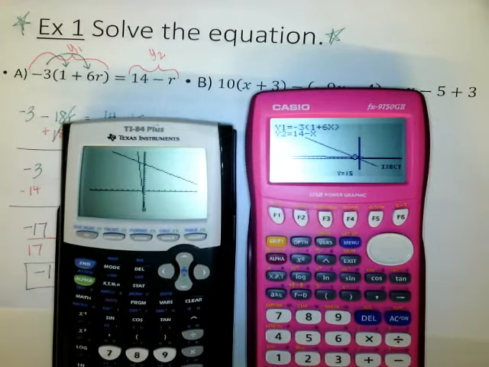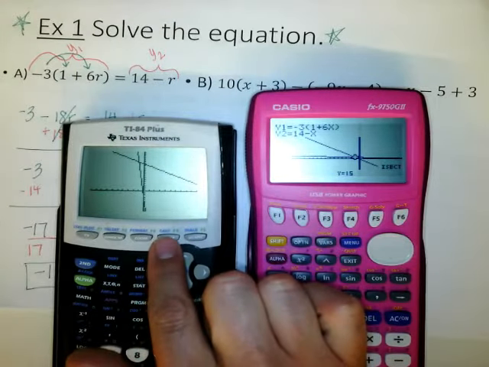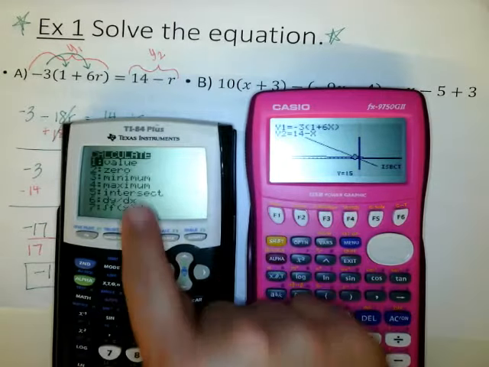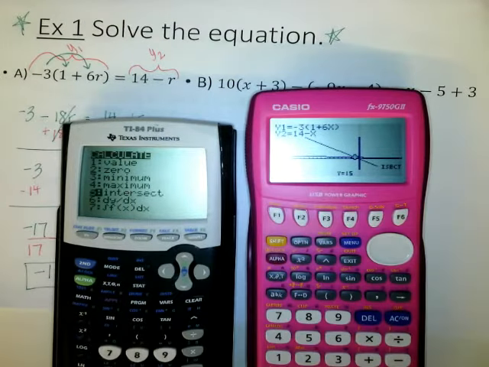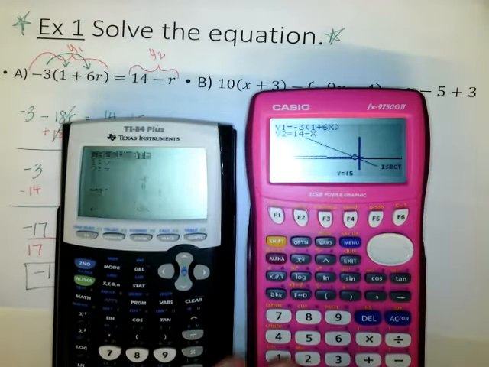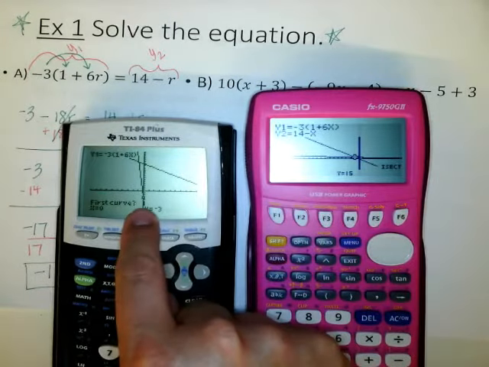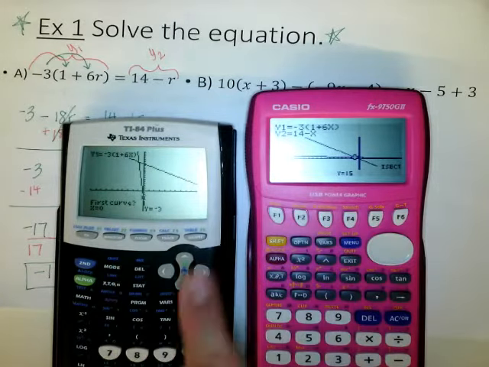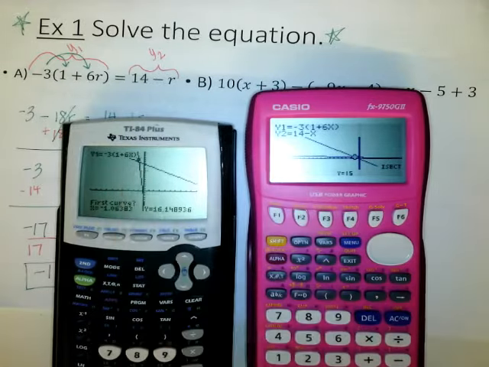On the TI, it's a little more complicated. We have a calculate menu as a second function. That's where all the calculations happen. So we do second calc, and we have value, zero, minimum, maximum, intersect. So we would choose intersect as well. And you'll notice Tinkerbell. Tinkerbell is the flashing cursor. Do you see Tinkerbell? I'm going to use my left arrow key and move Tinkerbell right close to that intersection.